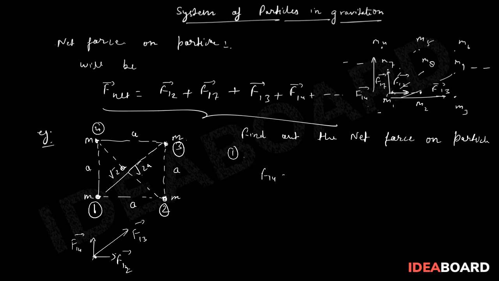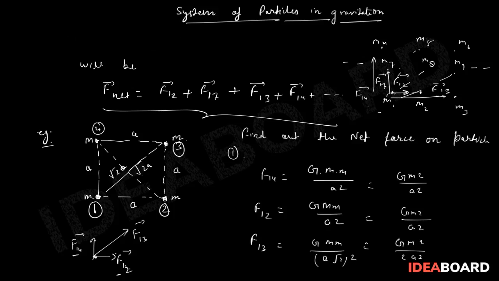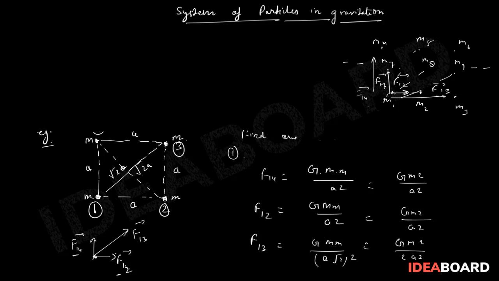Now we can write down the magnitudes. F14 is equal to G m into m upon a square. F12 is G m m upon a square, and obviously F13 is G m m upon root 2 a whole square. So this is G m square upon a square, G m square upon a square, and this is G m square upon 2 a square. Now of course we know that F14 and F12 are perpendicular to each other, so the resultant of these two forces can be directly obtained.